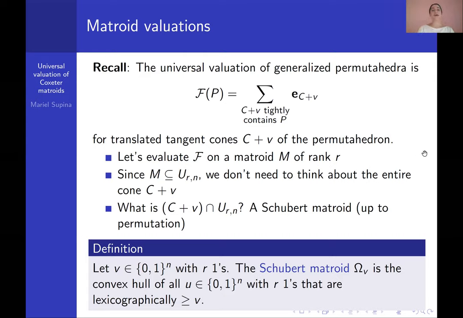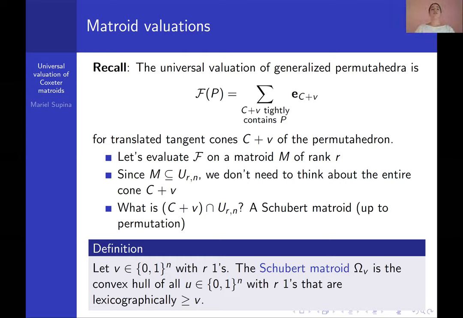Okay, so let's say we want to find the universal valuation for matroids. So let's go back to this universal valuation for generalized permutahedra. And remember that this takes a generalized permutahedron and maps it to a formal sum of all of the translated tangent cones of the permutahedron that tightly contain P. So what happens when we evaluate this on a matroid of rank r? Well, we know from before that this matroid of rank r needs to live inside the uniform matroid of rank r. And so we don't really need to think about the entire tangent cone C plus v. We only need to think about the intersection with the uniform matroid.